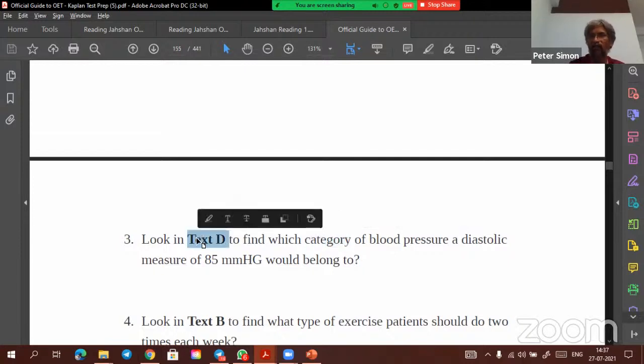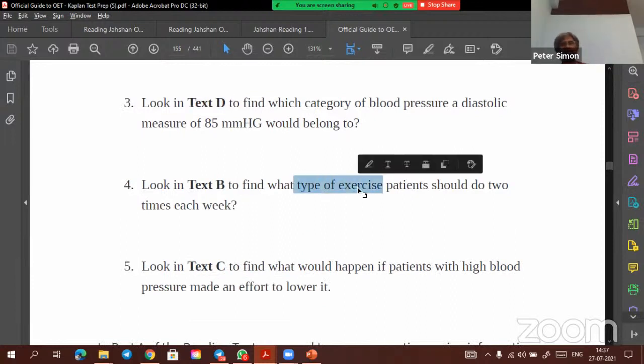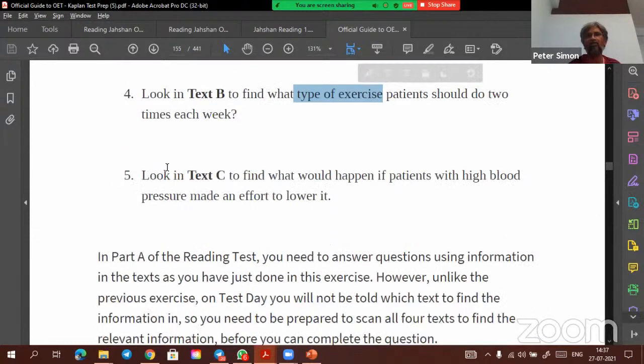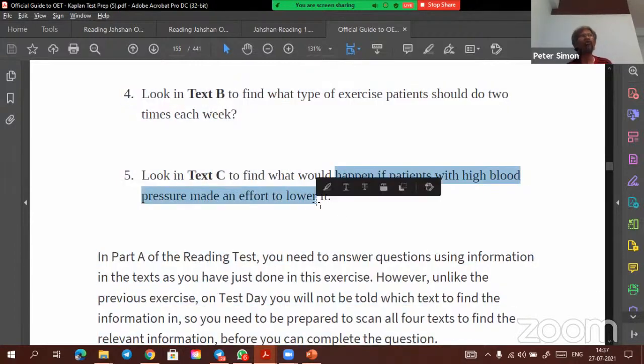That's what we have learned till now. Next, if you want to know about the type of exercises, diet and other things, the do's and don'ts, you have to go to text B. That is what we have learned already. Text C: if you want to know what happens when patients with high blood pressure make an effort to reduce it, you have to go to text C. Now you understand all the different types.